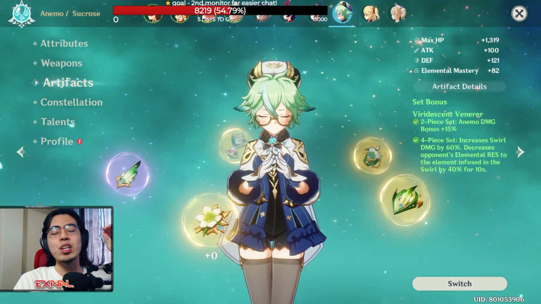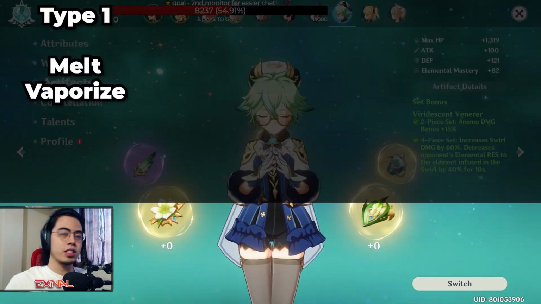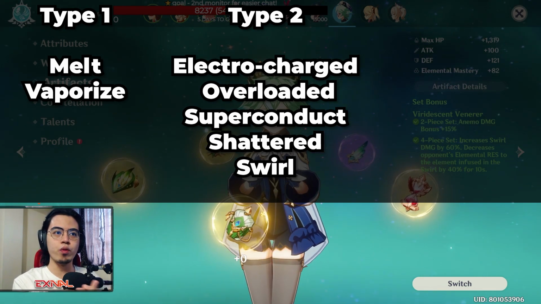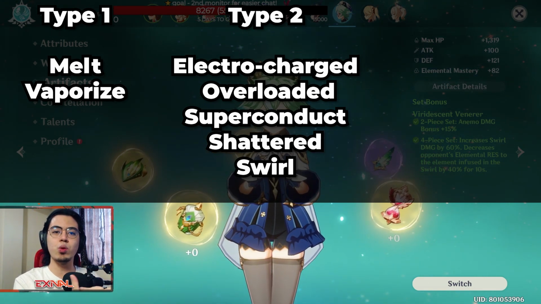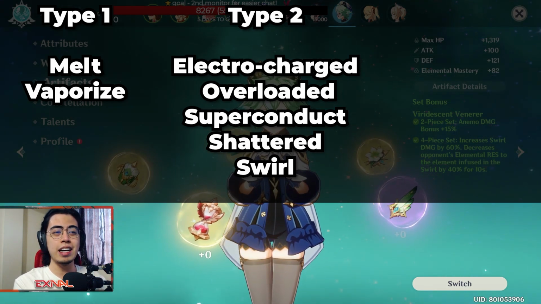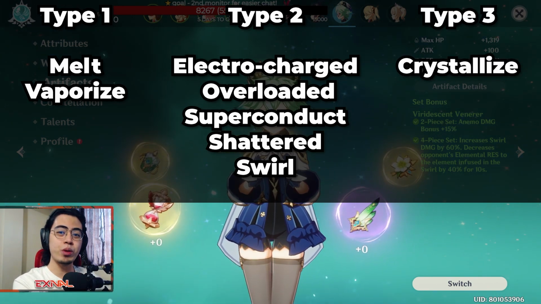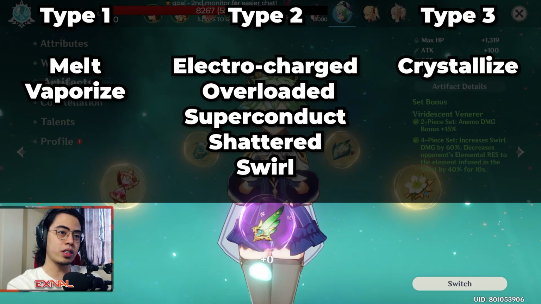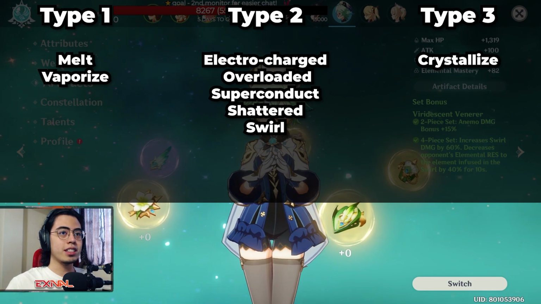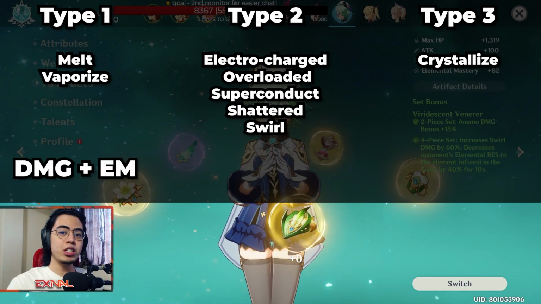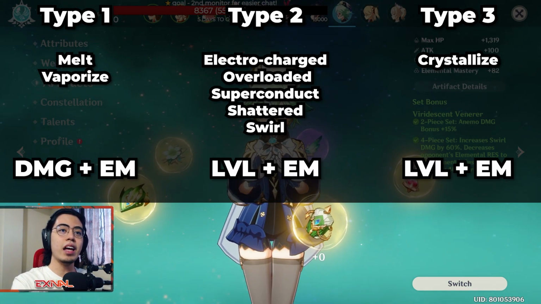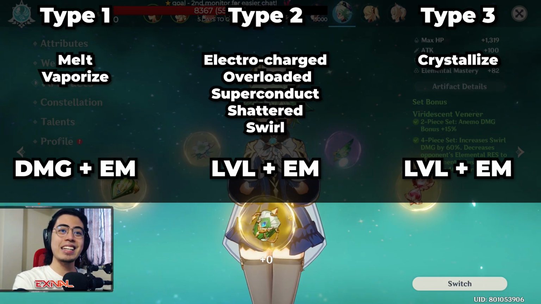Now, let's categorize the elemental reactions. Type 1 is melt and vaporize. Type 2: electro-charged, overload, superconduct, shatter, swirl. So anything to do with electro, anything to do with anemo, which is always a swirl, that's type 2. Now the last type is type 3, which only contains crystallize. I separated it because it doesn't do damage. Type 1, which is melt and vaporize, scales off of damage and elemental mastery. Type 2 and 3 scale off of the level of the character triggering the reaction and elemental mastery.